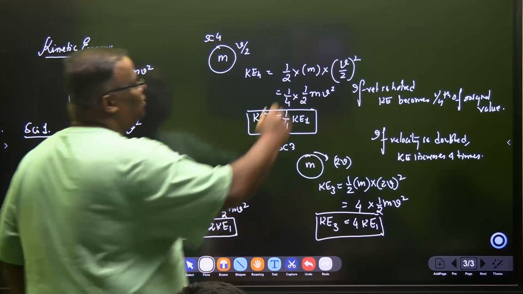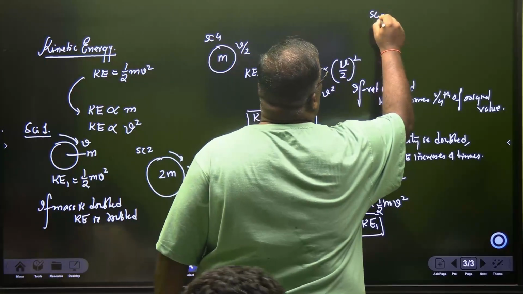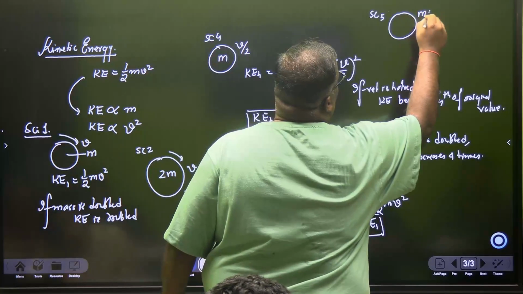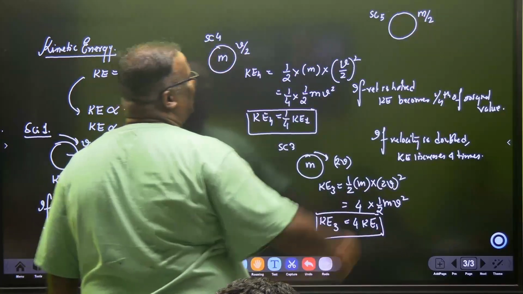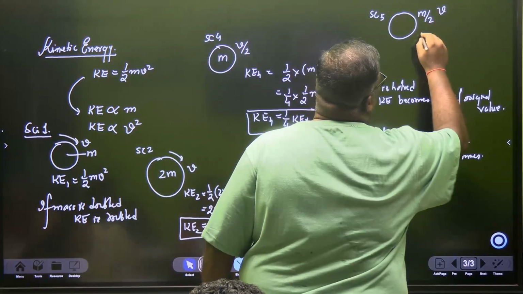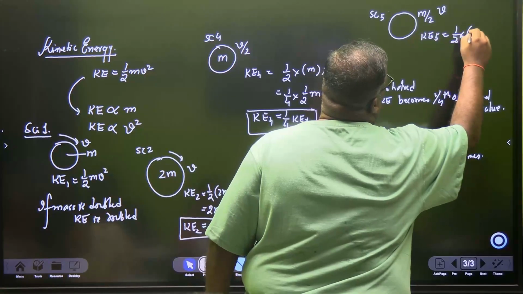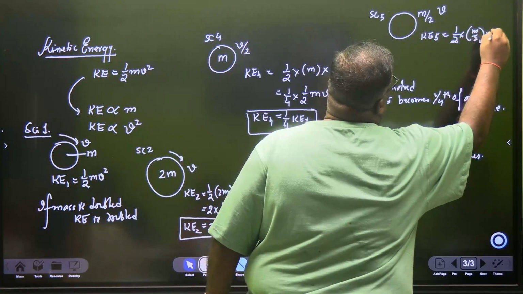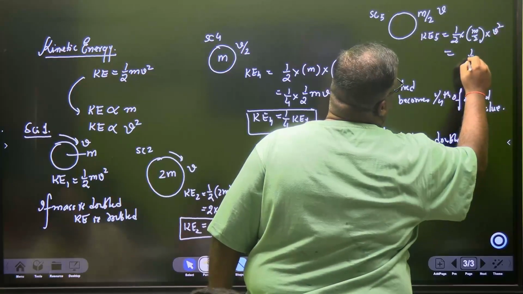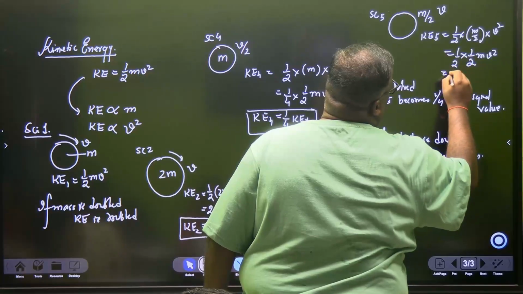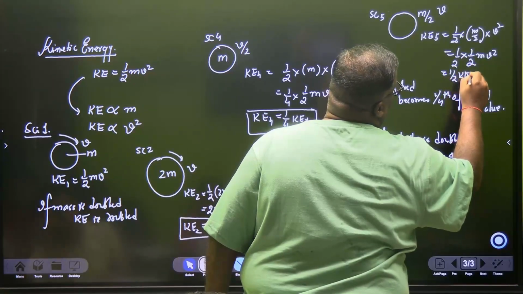So see scenario 5 also. Scenario 5. So we have now mass m by 2 and the velocity is v. So Ke5 is equal to half into m by 2 into v square. So you retain your half m v square and you bring the half out here. So this is half Ke1.